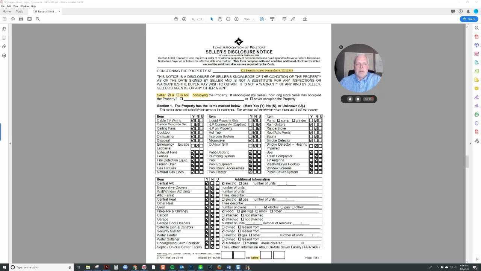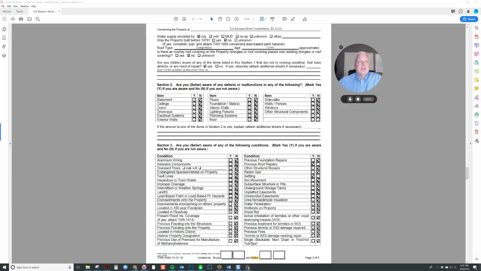So evaporative coolers, no. Wall or window AC units, no. And then coming down here to central heat, you say yes. It's powered by gas, and then it's got 2 furnaces in the house. So you do that just going down and answering them to the best of your knowledge. Again, you don't have to be a professional. It's just what your knowledge is. Just don't be deceptive. That's essentially what this is.